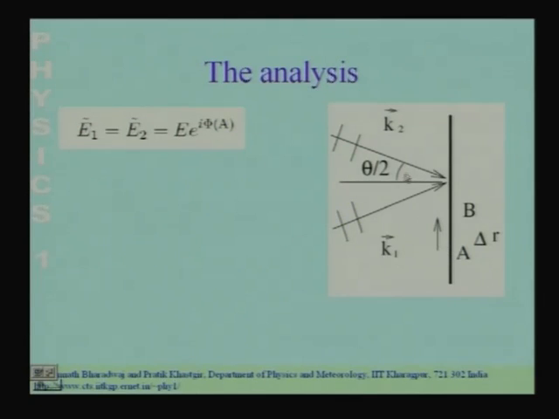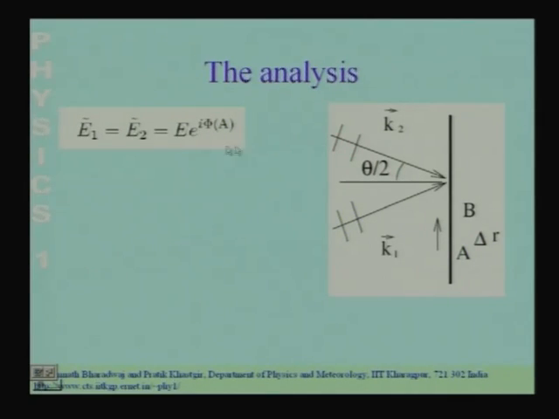So, the electric field of the first wave E1 and the electric field of the second wave E2 will be exactly identical, and they can both be written as e to the power i phi A, where phi A is the phase of both the waves at the point A. I have already told you that we have chosen A so that the phases are the same. So, they have the same value and we can write it like this.